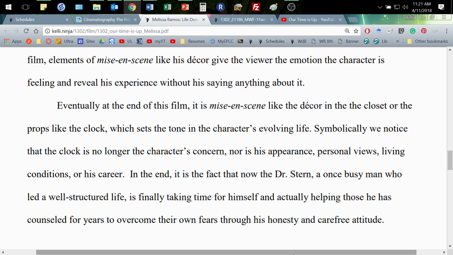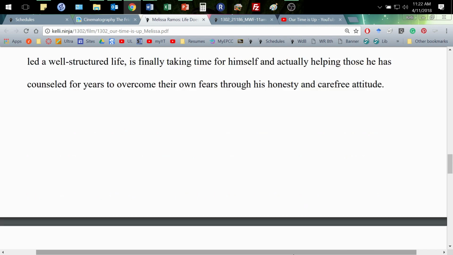Eventually, at the end of this film, it is mise-en-scene, like the decor in the closet or the props like the clock, which sets the tone in the character's evolving life. Symbolically, we notice the clock is no longer the character's concern, nor is his appearance, personal views, living conditions, or his career. In the end, it's the fact that now the Dr. Stern, a once busy man who led a well-structured life, is finally taking time for himself and actually helping those he's counseled for years to overcome their fears through his honesty and carefree attitude.